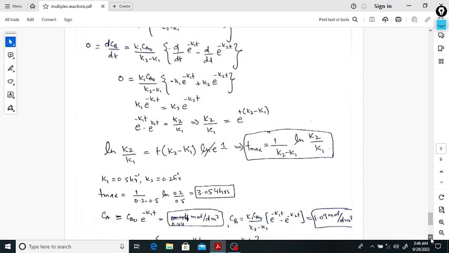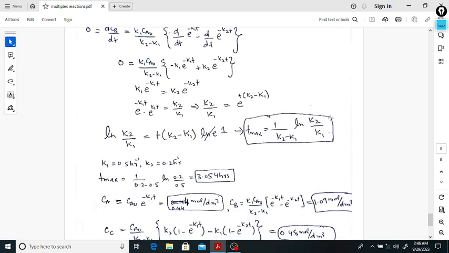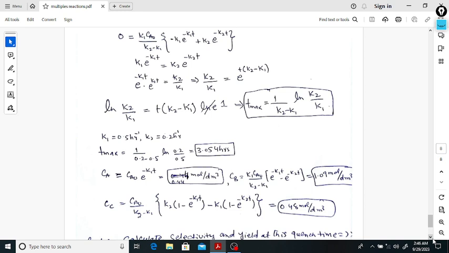This k1 value is 0.5, k2 is this one. Put the k1, k2 values in this equation, the maximum time will be 3.04 hours. So after 3 hours we will start to decrease the temperature of the batch reactor in order to increase the concentration of component B inside the batch reactor, and in order to decrease the concentration of unwanted product, because we have already discussed that sometimes we want to increase the concentration of one component while at the same time we want to decrease the concentration of another component, meaning the unwanted product.